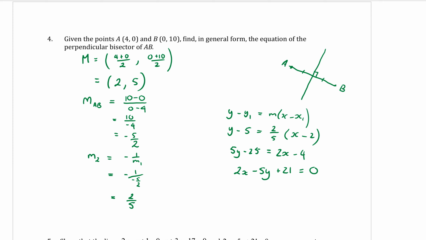Jess? What's the equation called where it says MAB? That's the gradient formula. That's your y2 take y1 over x2 take x1. That's one of our gradient formulas.